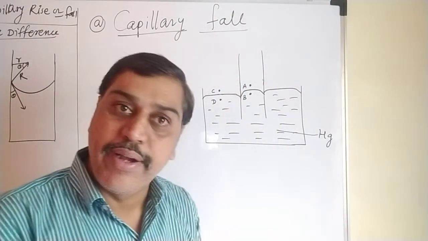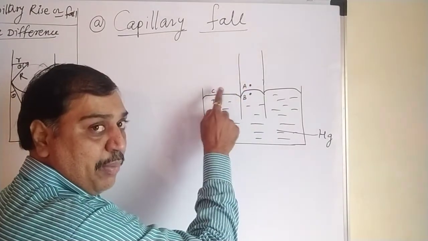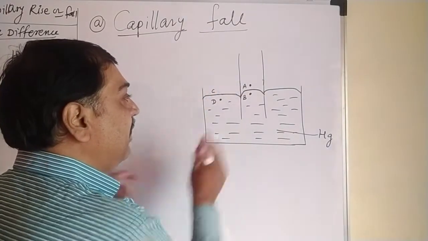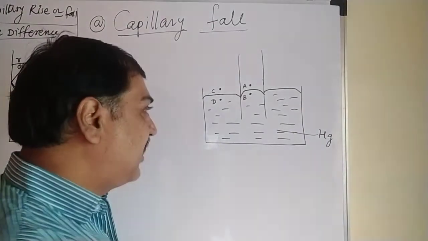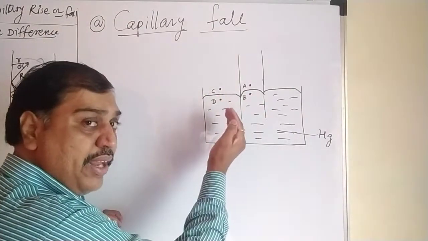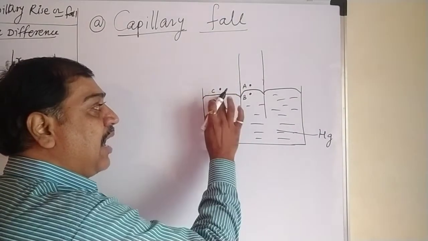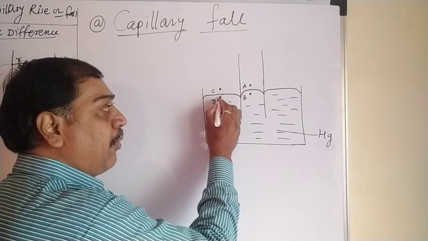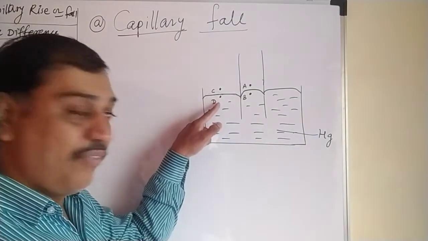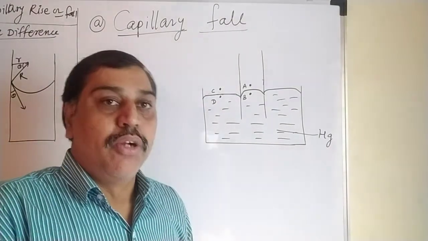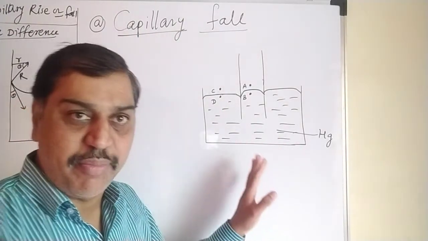Similarly, take another 2 points at the same horizontal height. Point C is at the same horizontal height as A, so they must be at the same height. Point C is outside the capillary, outside the liquid. Point D is at the same horizontal height as B, outside the capillary but inside the liquid. These are the 4 points we consider to understand why the liquid level in the capillary falls or rises. In the case of mercury, it falls.